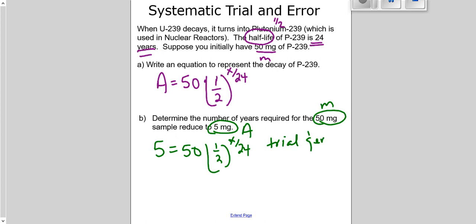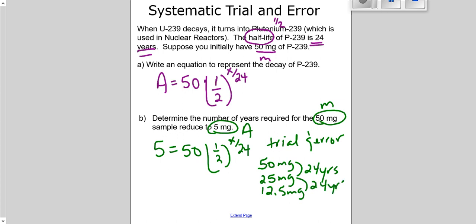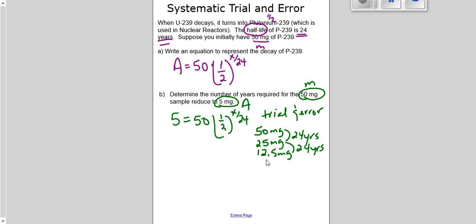But it's going to be more than just randomly grabbing numbers. So if we started with 50 milligrams, I know after 24 years I would be down to 25. So that's 24 years. And then this 25, if I go another 24 years, it would be down to 12.5. And then this would be at 6.25 after another 24 years.